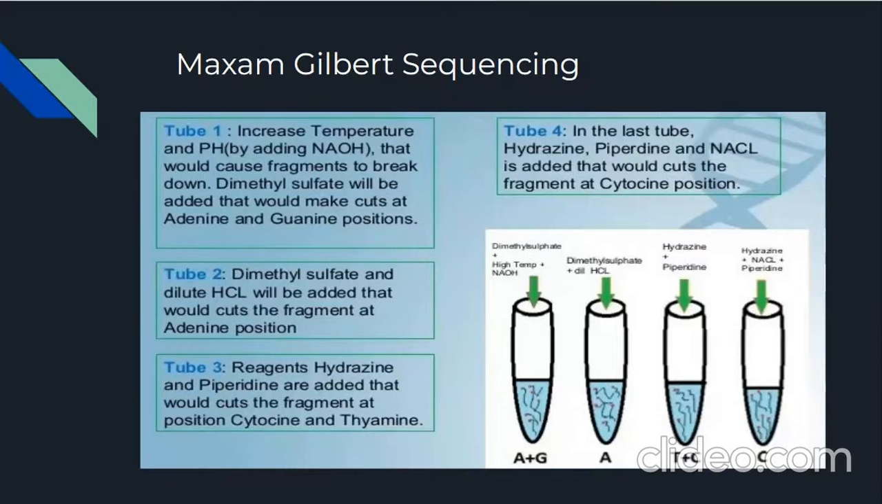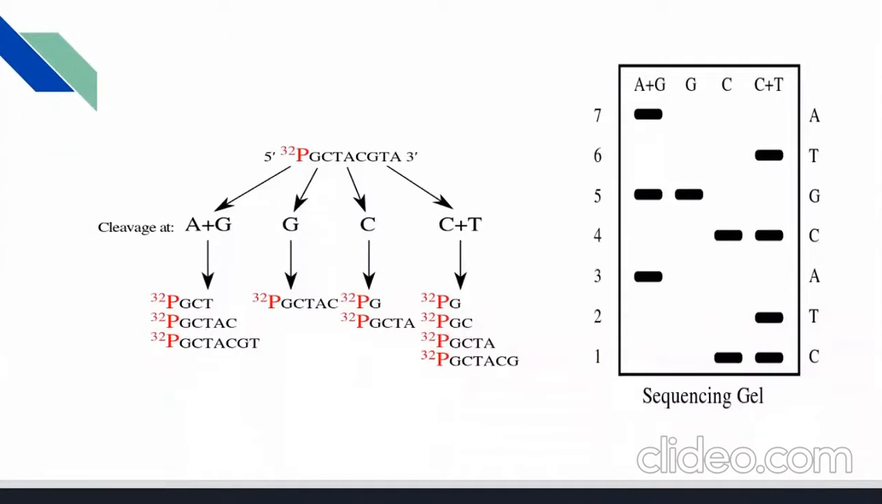And after this, Seth, can you go to the next slide? Yeah. So after this, when you run it through gel electrophoresis, what you see at the last position is that C plus T and C both are showing a positive sign, which means that C is present, because both C and C plus T are glowing.